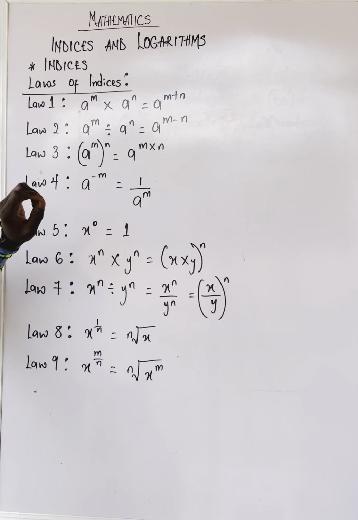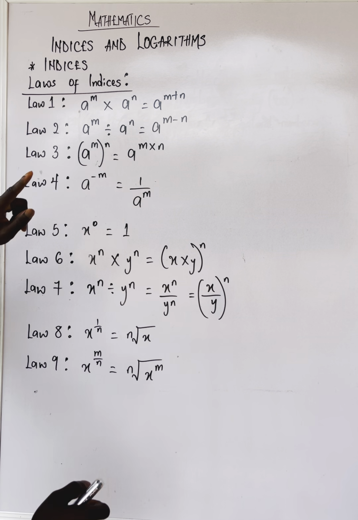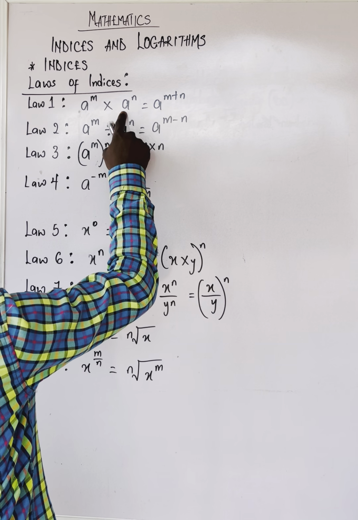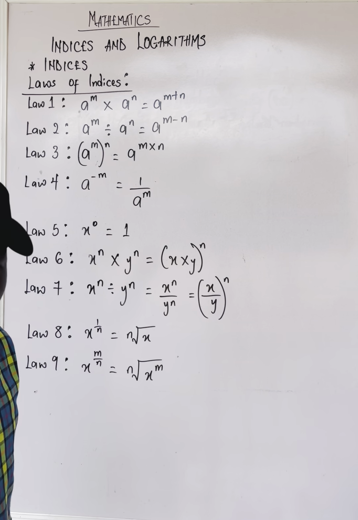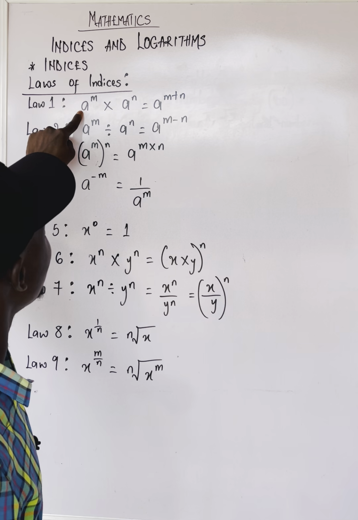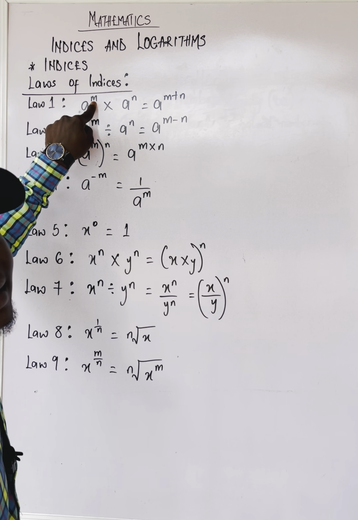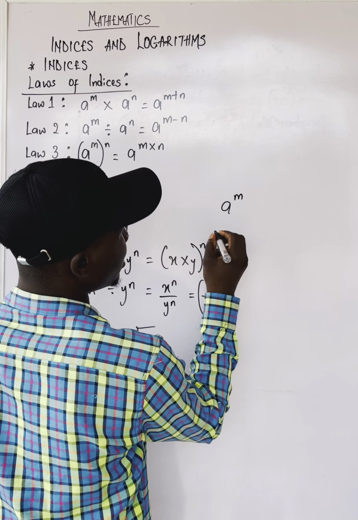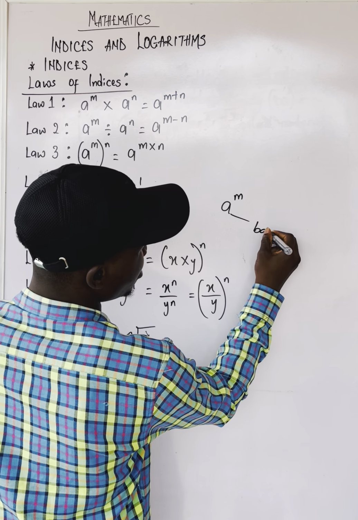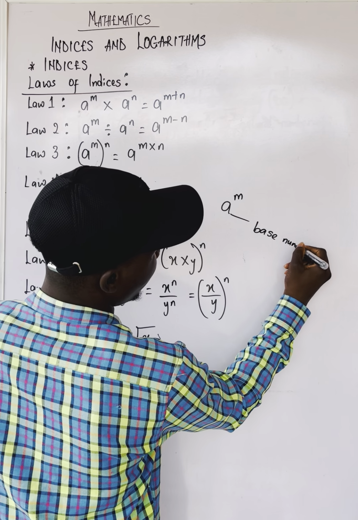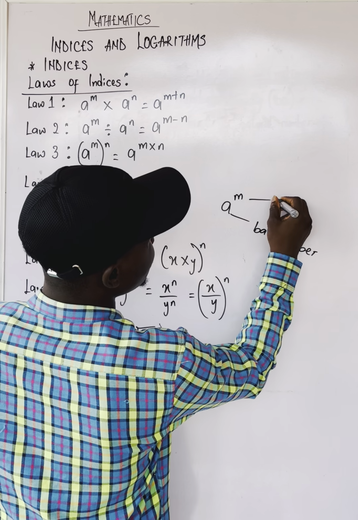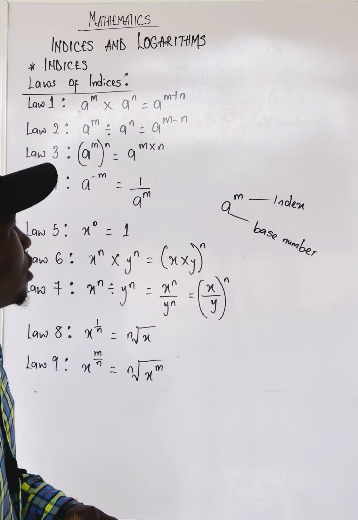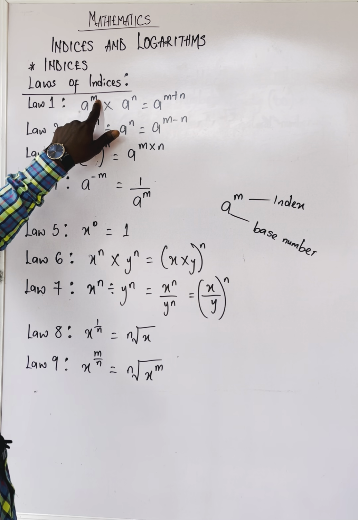Now, law one, the first law of indices. When we have a raised to power m times a raised to power n, what does the law say? In a raised to power m, this is called the base number, and this is called the index. So take note: this is the base number, and this is the index.